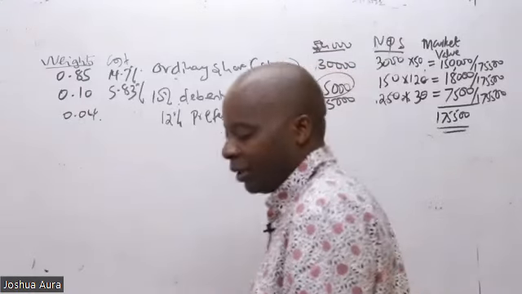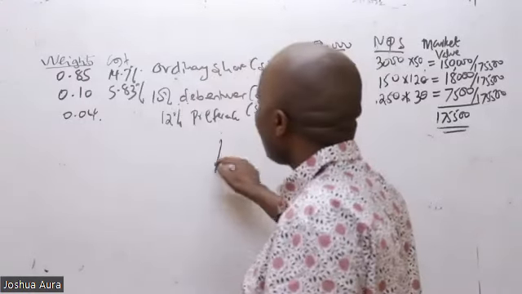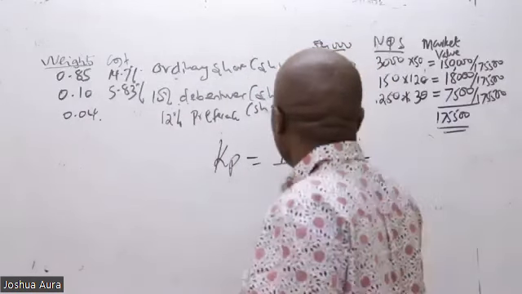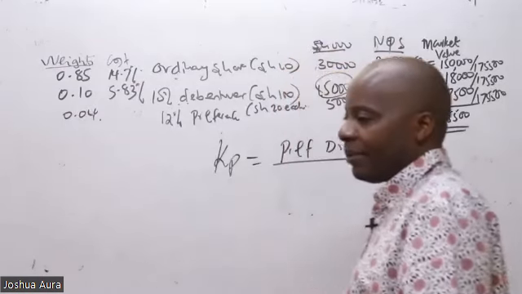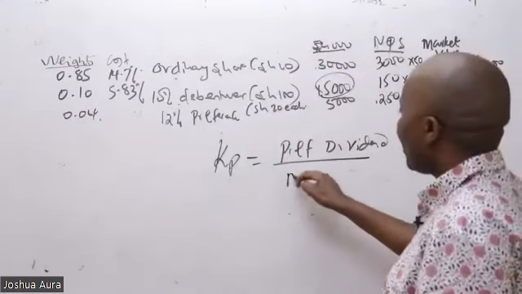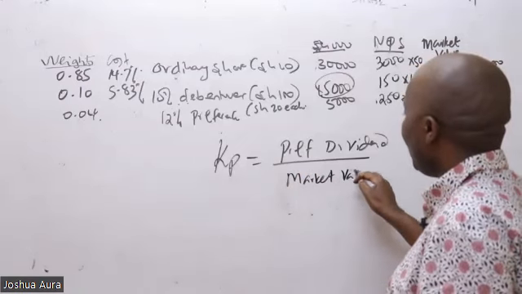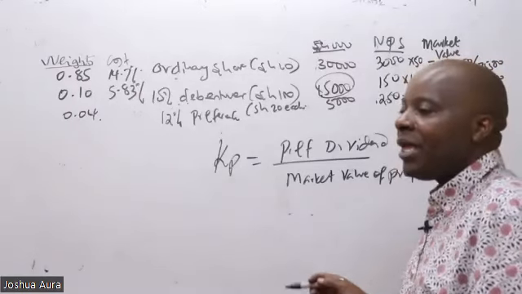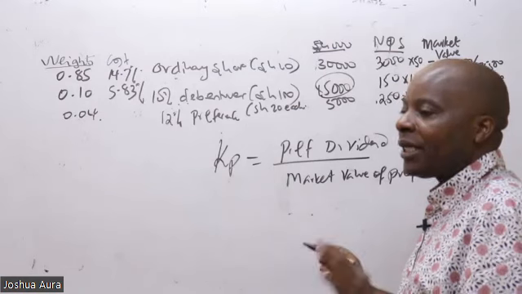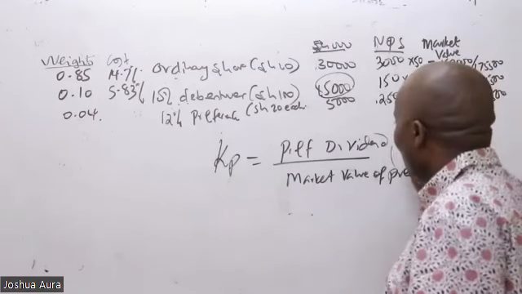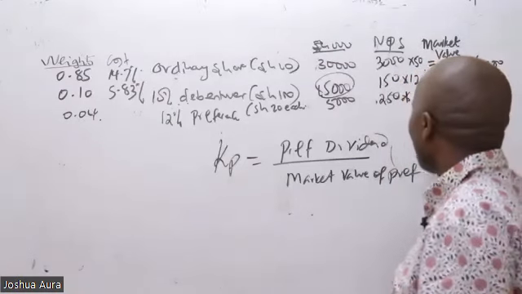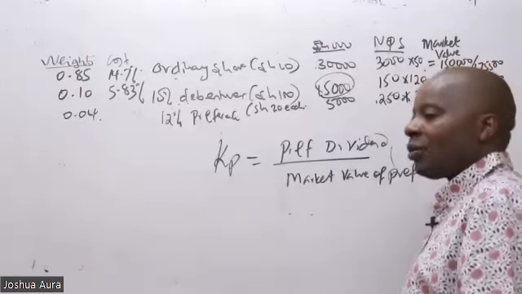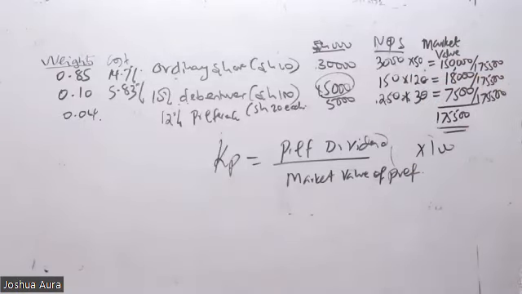So we go to the cost of the preference, and really this is the easiest. For the cost of the preference, we take the preference dividend, because that's the return we're giving them, all over the market value of the preference. Remember, any dividend can never be allowed in matters of taxation, so don't tell me times 1 minus t. It's very easy. Times 100. If we had any flotation cost, we would have subtracted it.